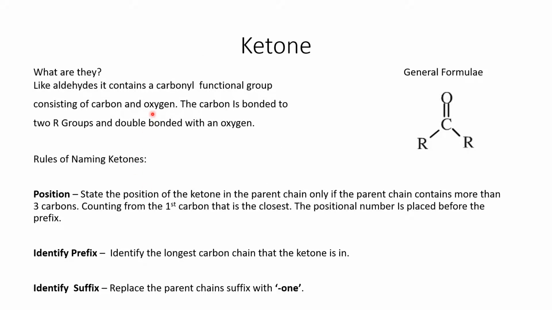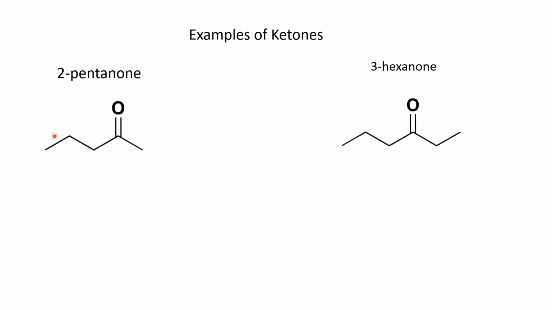When it comes to ketones, I like to think of them as aldehydes that are not attached to the first carbon. In this case, it's a carbonyl attached to 2 R groups. When it comes to naming them, you essentially state the prefix, which is the number of carbon atoms in the parent chain that contains the ketone, and then the position of the ketone. In this example, we state the position first, but you can state it between the suffix and the prefix.